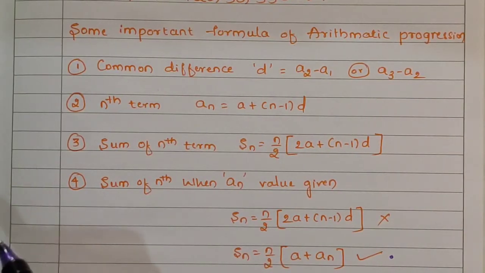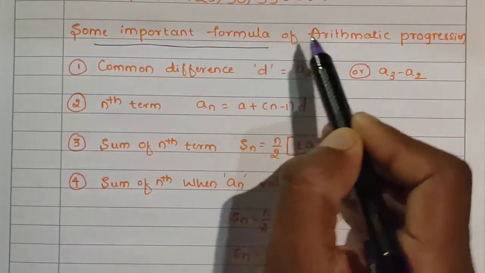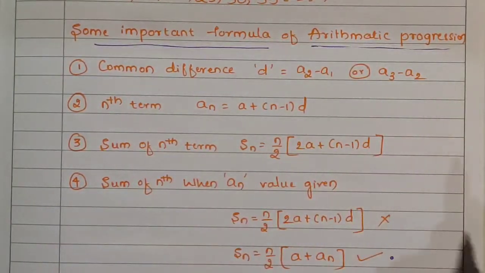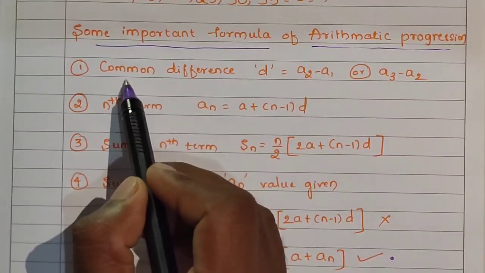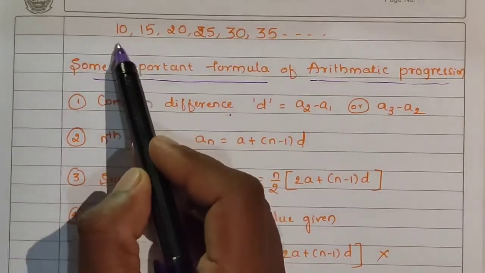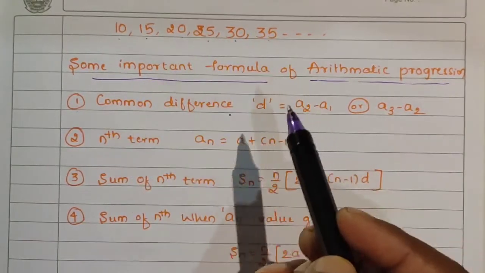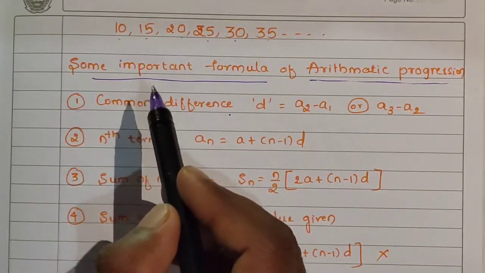Next, before starting exercise 1.1, you need to remember some of the important formulas from the lesson arithmetic progression. First formula: how to find the common difference. Suppose one arithmetic progression is given, you can take 10, 15, 20, 25, 30, 35 as the sequence, to find out the common difference.